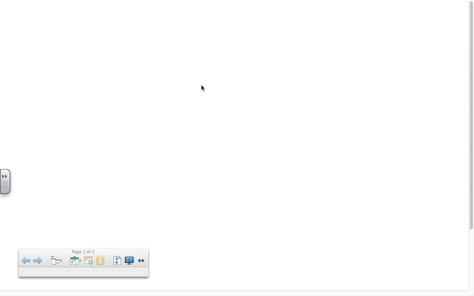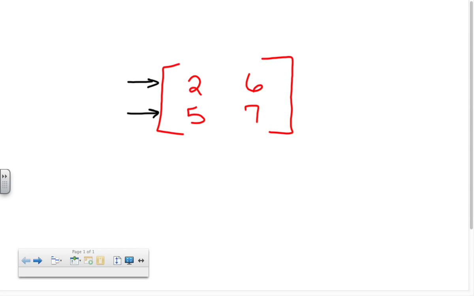A matrix is simply an organization of numbers in a box. So we'll start with a real basic matrix. Here I have a matrix that has 4 numbers in it: 2, 5, 6, and 7. You'll notice this matrix has rows and it has columns. If I were to talk about this matrix itself, I may give it a name. Matrices are usually named with uppercase letters, so maybe I'll call this matrix A.